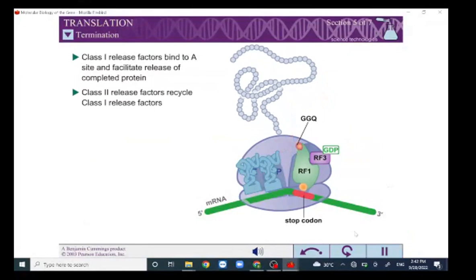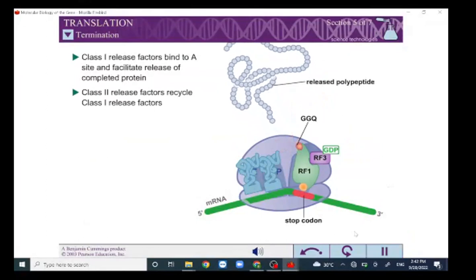So they're going to release the class 1 recycle factor, and this is going to remove the polypeptide chain. It is going to go and synthesize new protein. Till now, is this clear, guys? Do you have any doubt till now?